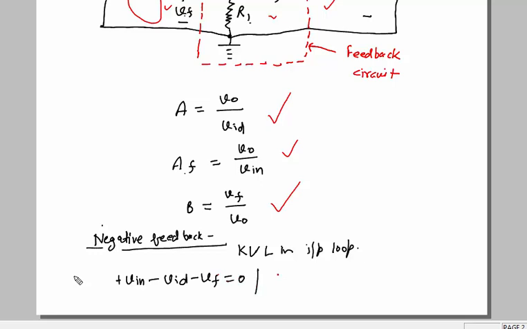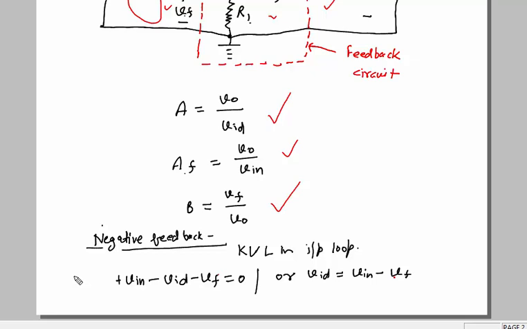Or we can write VID equals V in minus VF. So we can see that VID, which is the input to the op-amp, is V in minus VF. The main voltage applied is V in, and the feedback voltage VF is getting subtracted from V in, and that difference is VID. So clearly we can say it's a negative feedback.